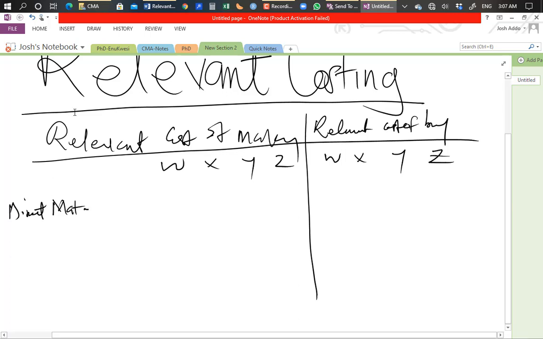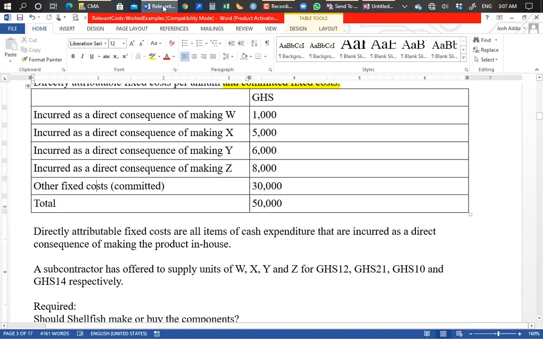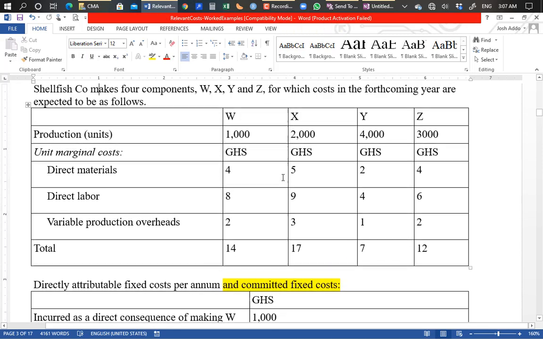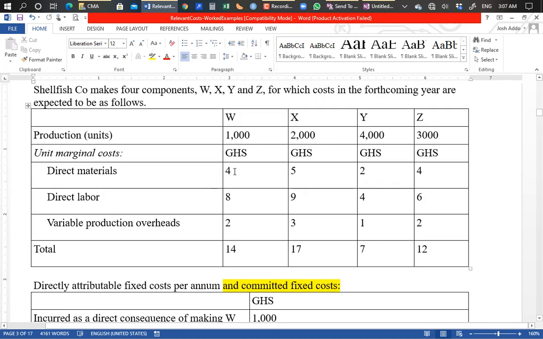Of course, the question gave us the information at the unit level. Let's go back to the question and see. This is direct material cost of making 1 unit of W, but for the whole period we are going to manufacture 1,000 units. So you can compute the cost first of all at the unit level and later multiply by the total units of production, or right from the beginning you can compute them at the total level. It's your choice.